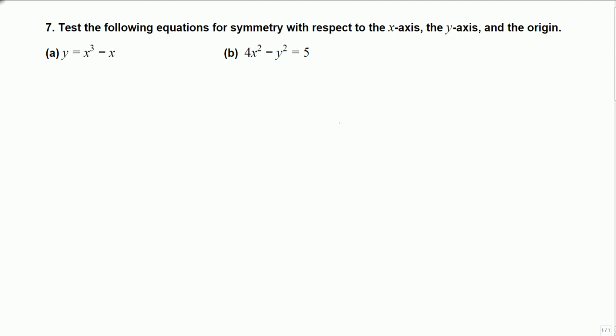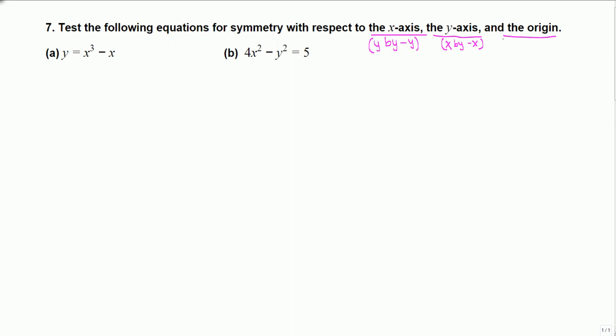To check the symmetry with respect to the x-axis, all we have to do is replace y in the equation by negative y and see if we get the original equation back. For the y-axis, we replace x by negative x and see if we have the original equation back.